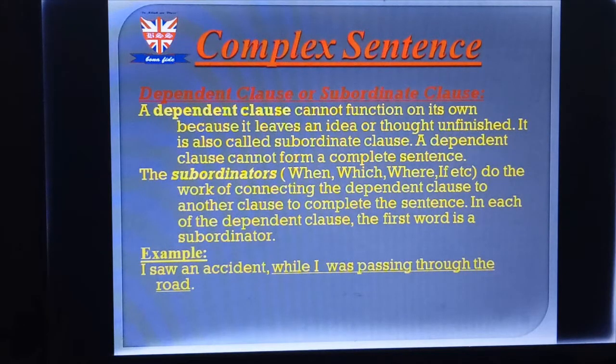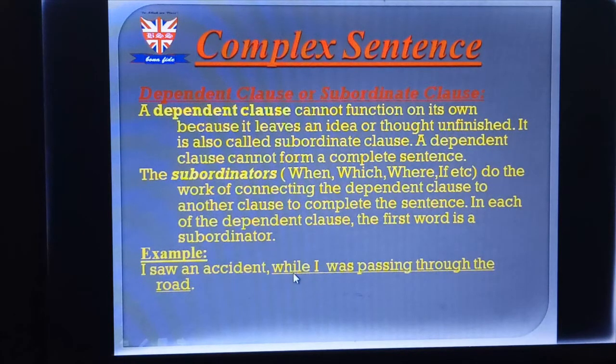Okay, so how can we identify that it is dependent? From the subordinators. When, which, while, where, if, all these are subordinators. If you see one at the beginning of the clause, that will be a dependent clause. So look at the example now: I saw an accident while I was passing through the road.